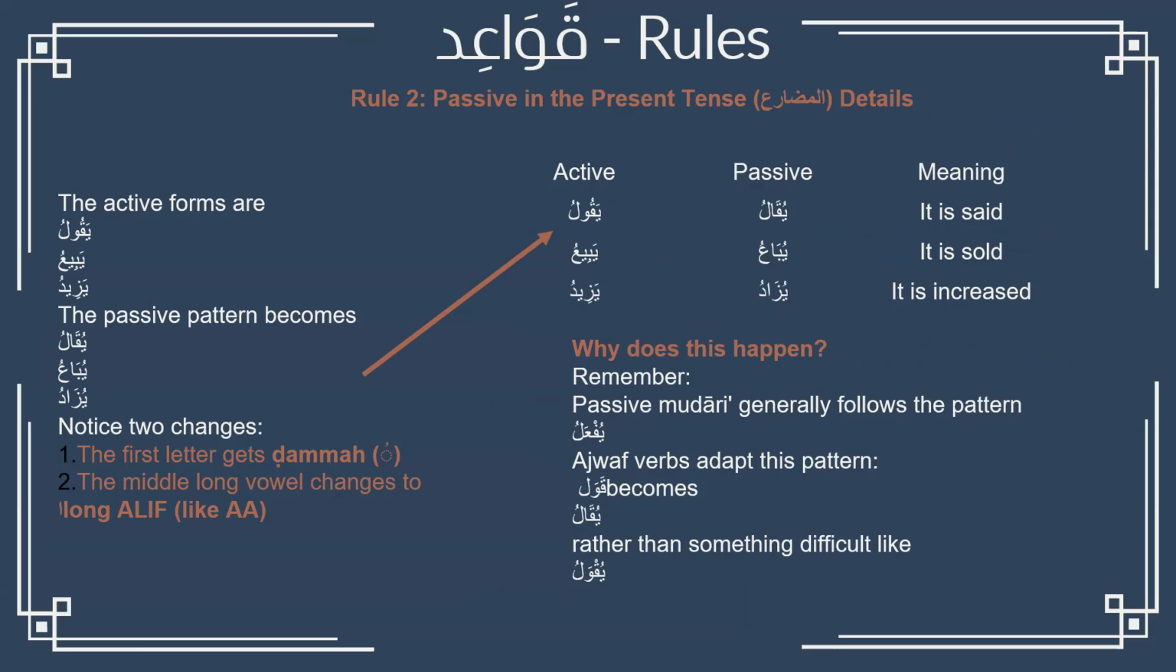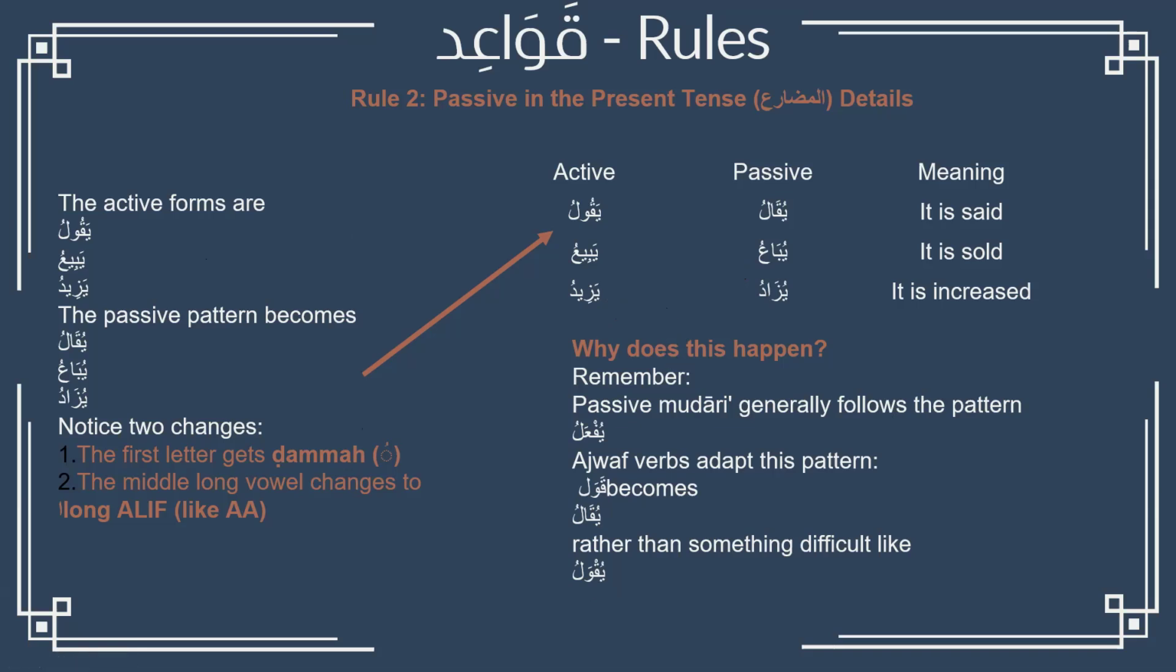Why does this happen? Because remember, the passive Mudari generally follows the pattern of yuf'alu. So the real way to change this was yaqulu would become yuqwalu, right? You can't really say yuqwalu. It is very difficult to pronounce, and it sounds very odd as well. So instead of yuqwalu, you'll simply say yuqalu. So yabi'u, instead of saying yubya'u, you'll say yuba'u.